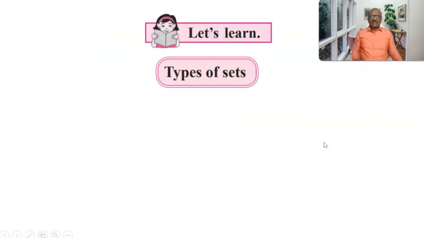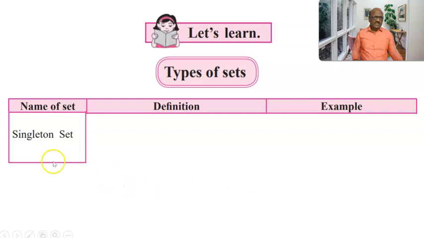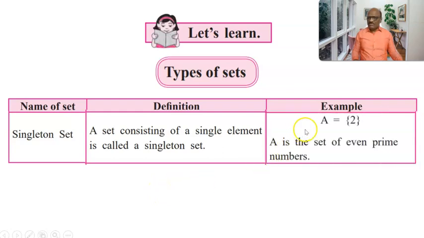Let's learn types of sets: name of set, definition and example. First, singleton set. What's its definition? तर त्याची definition काय? A set consisting of a single element is called a singleton set. Now the example: A = {2}. A is a set of even prime numbers. Then in that set we have only 2 as an even prime number.